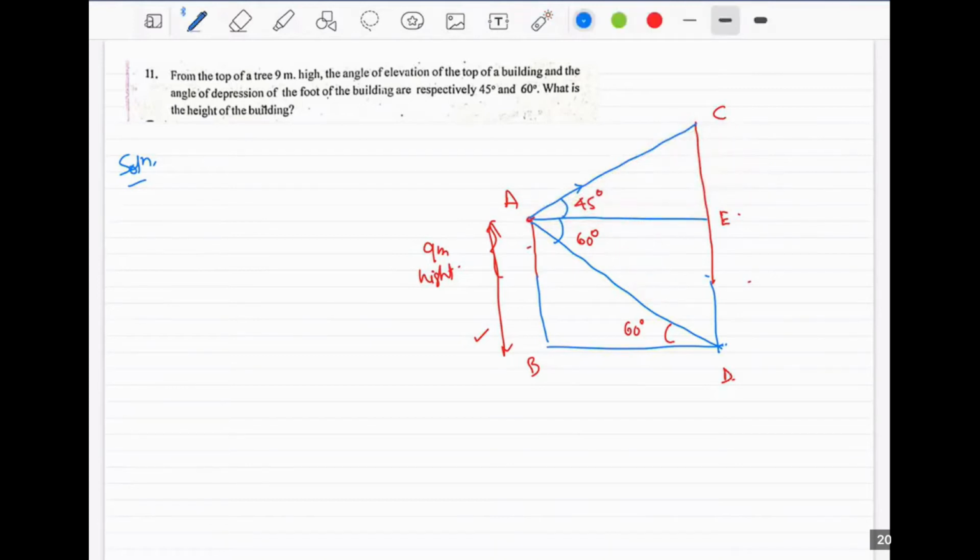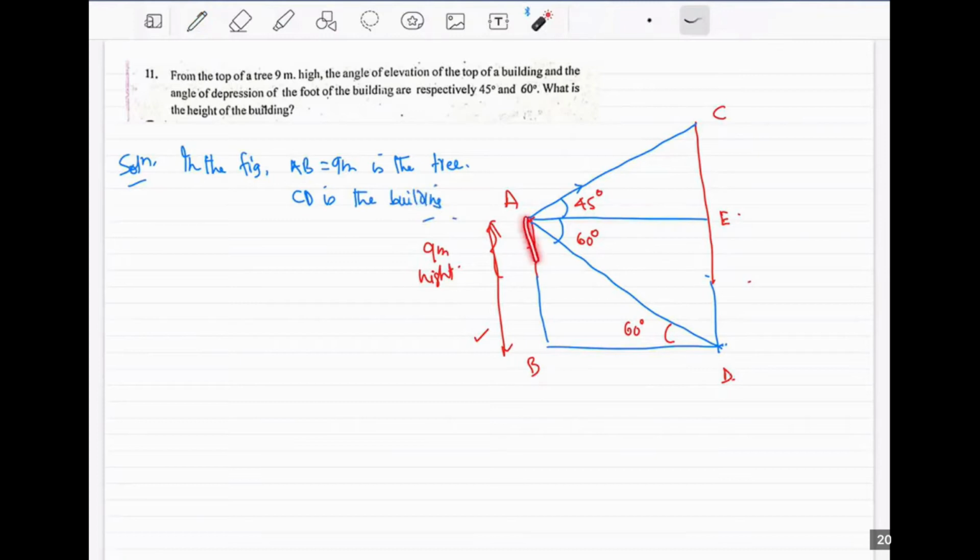So you mentioned here in the figure, AB is equal to 9 meter. What is AB? It is the tree. Where is the building? Building is CD. Okay, you take this triangle right here, and remember, when we have angle of elevation and angle of depression questions, we don't use sine theta and cos theta, we use tan theta. So when you take this triangle, you have to take tan 60 degree. All right. In triangle ABD, you take tan 60 degree.